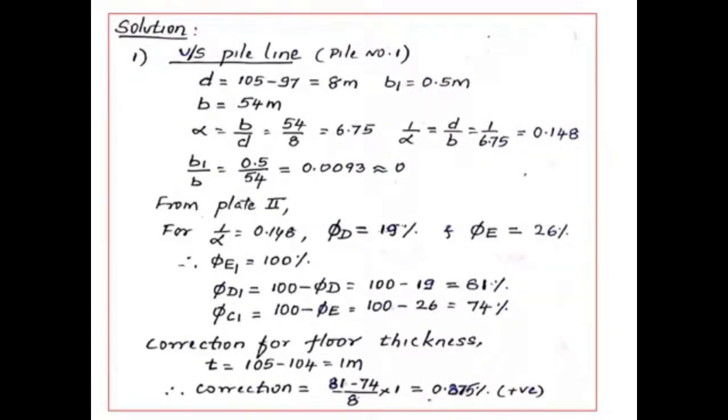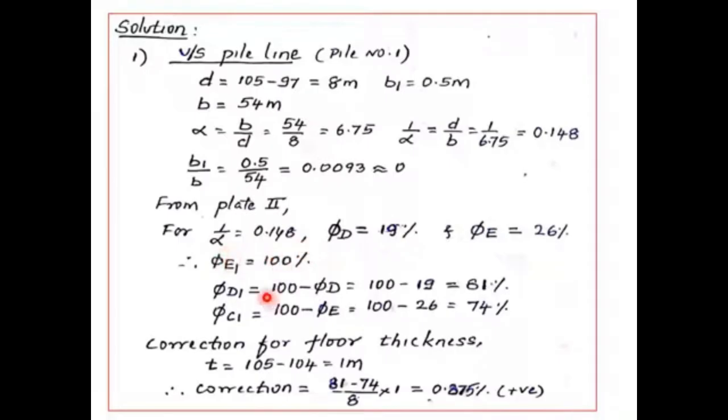Now to calculate for the upstream pile, we know that the depth of the pile, the top is at 105 and the bottom is at 97, so we have 8 meters. So B1 is at a distance 0.5 meters, and we have total floor length as 54 meters. So alpha, you know that it is B by D, which is 54 by 8, which is 6.75. I told you to refer to the graph, we have to calculate 1 by alpha. So 1 by alpha is D by B, which comes to 0.148. Now for 1 by alpha 0.148, we can pick out the value of phi D and also phi E.